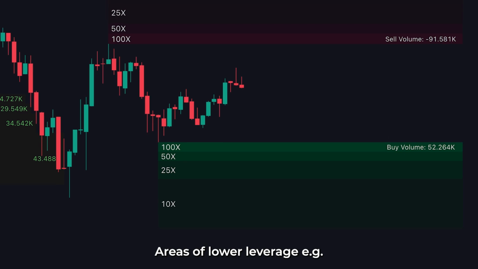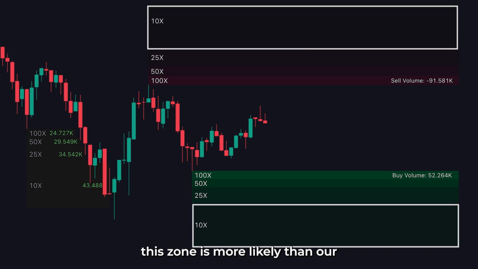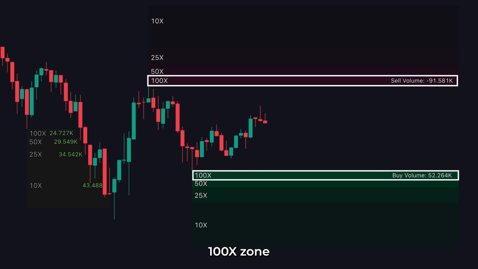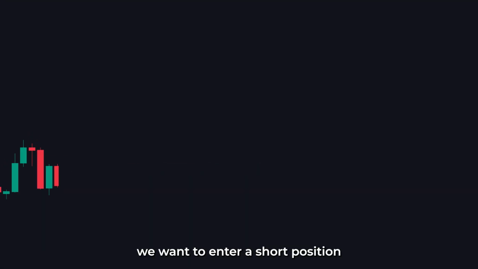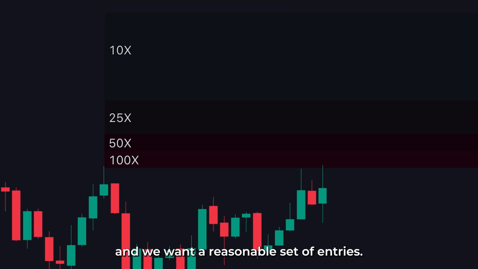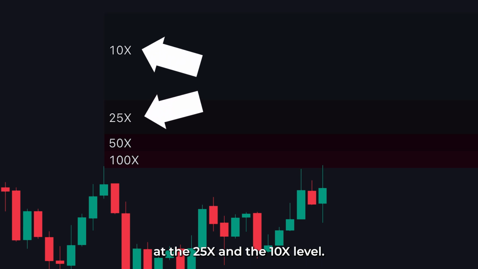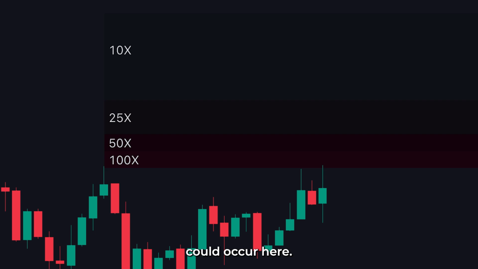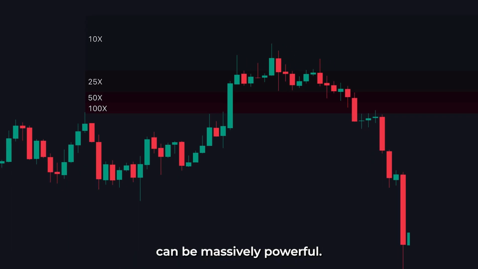Areas of lower leverage, e.g. 10x, are more commonly used by traders and will generally have more volume. Therefore, this zone is more likely than our 100x zone to see a reversal and mass liquidations. So how could we use this for an entry? Let's say we want to enter a short position and we want a reasonable set of entries. We can set them here in the red box at the 25x and the 10x level, as we know liquidations could occur here. So using these zones as potential reversal points can be massively powerful.